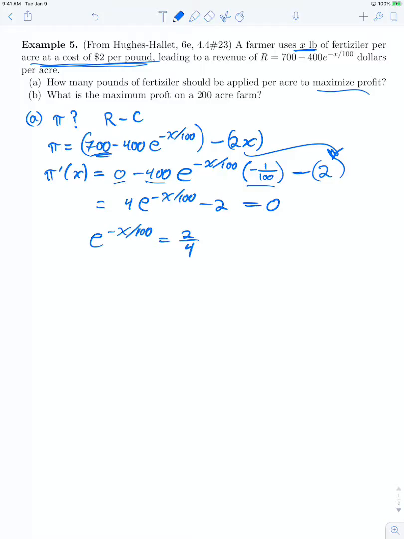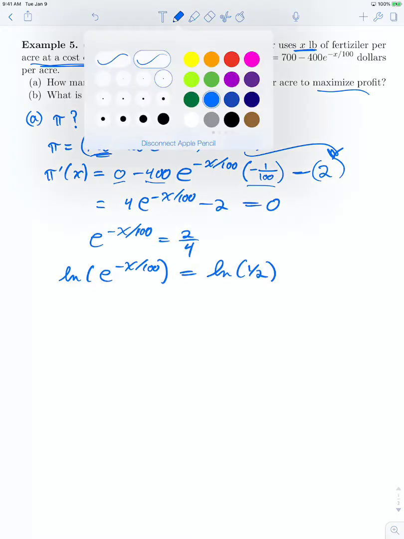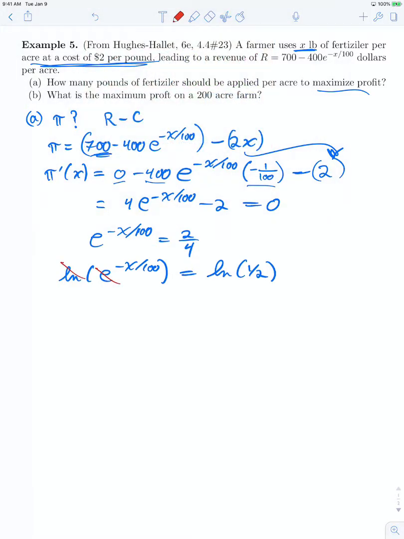And then hopefully you remember how to solve problems like this. We have an e, we have an exponent, we're trying to solve for the exponent. We should take natural log of both sides. I always like to write that step out, but of course mostly what the action is on the left side where the ln and the e cancel, and so that leaves you with negative x over 100 equals ln of 1/2, and so x is equal to negative 100 ln of 1/2.